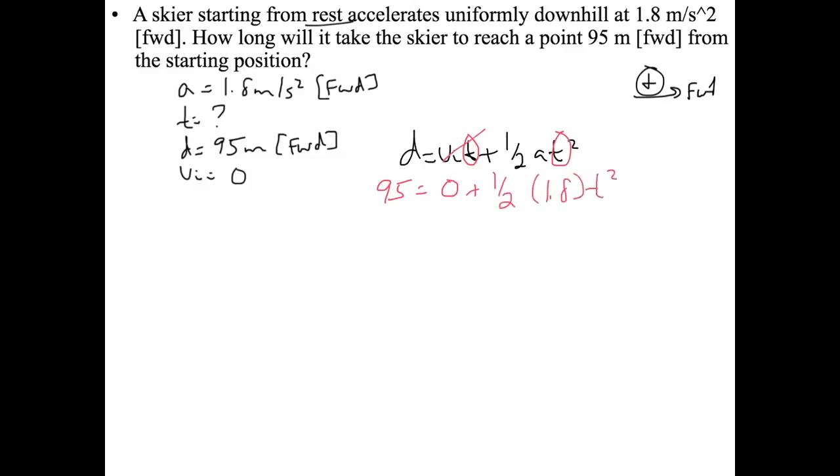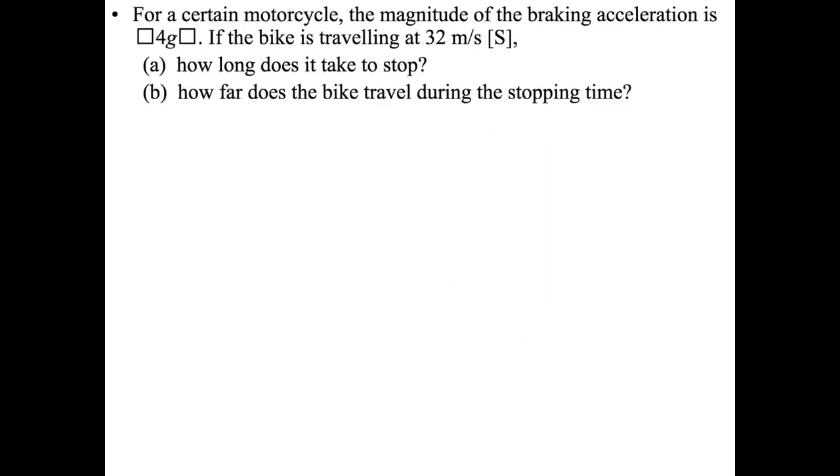We do some rearranging. We get T squared equals 105.6 seconds squared. Therefore, T equals 10.3 seconds. We need 2 sig digs, so our final time equals 1.0 times 10 to the 1 seconds.